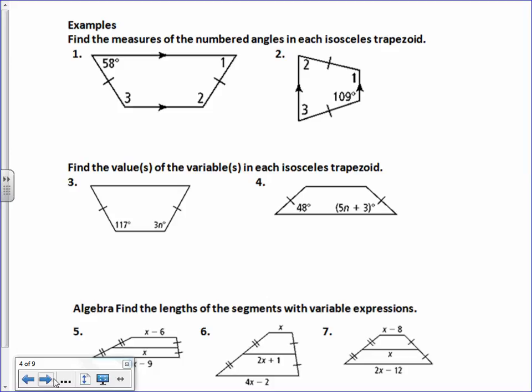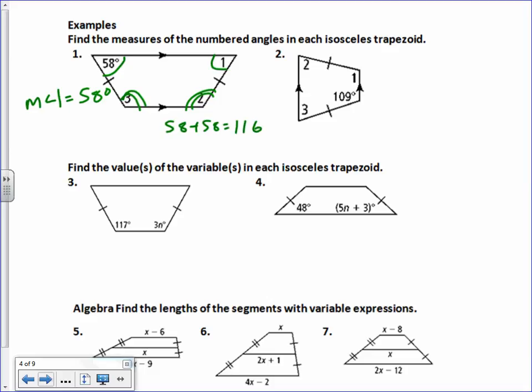So if we're talking about isosceles trapezoid, we know that the base angles are congruent. So measure of angle 1 is also 58. Now we also know that 2 is congruent to 3, and we know that all 4 of them have to add up to 360. So if these two combined are going to be 58 plus 58, that is going to be 116.